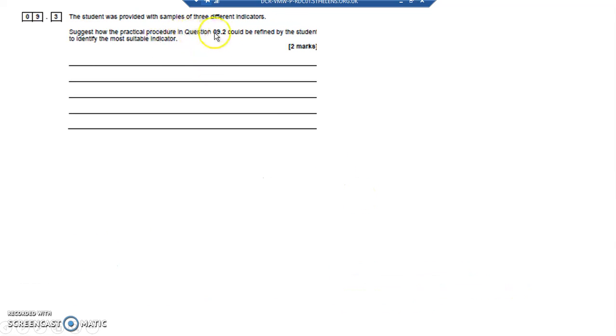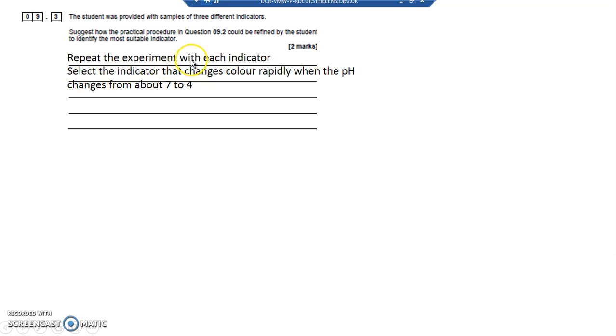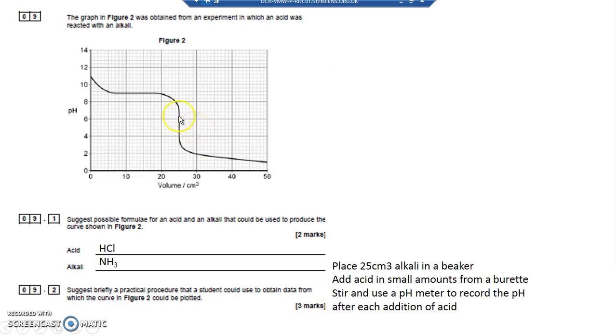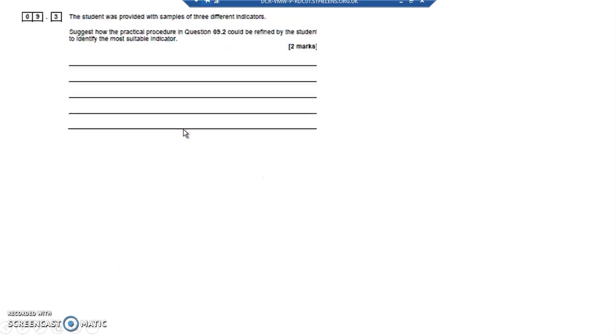Suggest how the practical procedure could be refined by the student to identify a most suitable indicator. I've got 3 different indicators. I'm going to repeat the experiment with each indicator and select the indicator that changes colour rapidly during the equivalence point. My equivalence point or my end point is around about pH 7 down to about pH 4. That's when the line is at its sharpest.